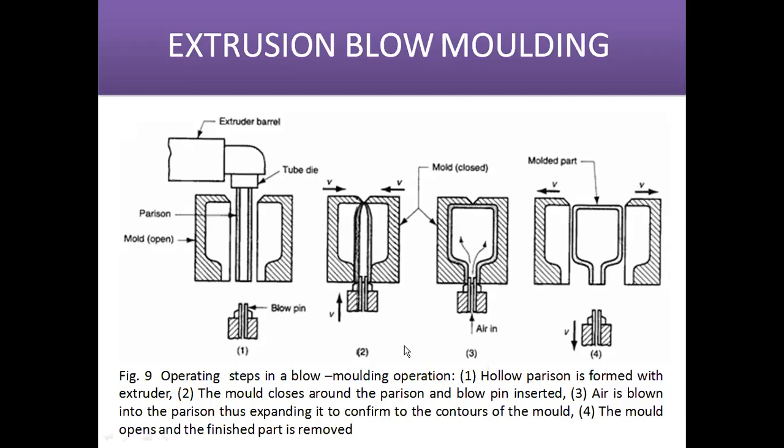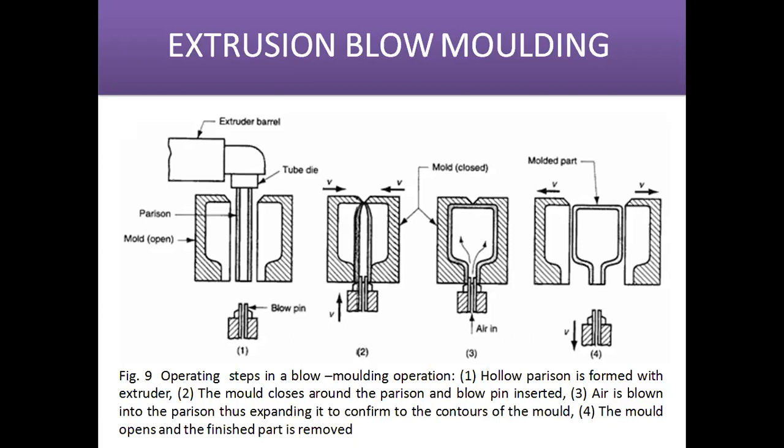So in this process, first a hollow parison is formed with an extruder. All of you know the extrusion process of plastic processing. By using that extrusion process, the hollow parison is formed. Then the mold closes around the parison and a blow pin is inserted, and then air is blown into the parison, thus expanding it to conform to the contours of the mold, and at the end the mold opens and the finished part is removed.